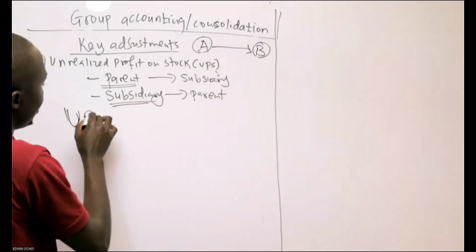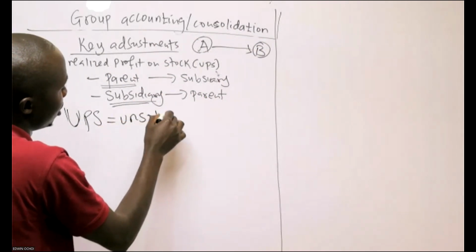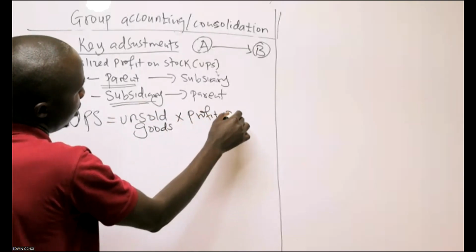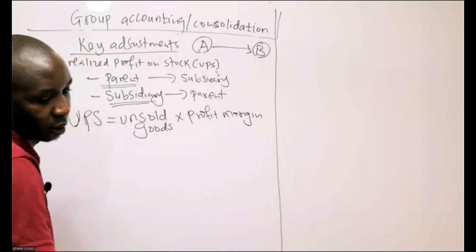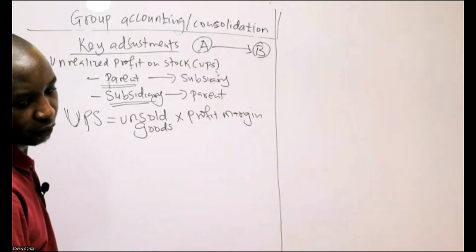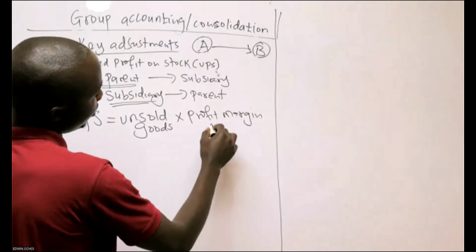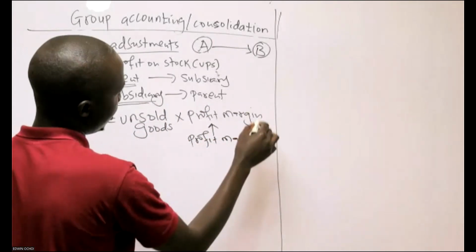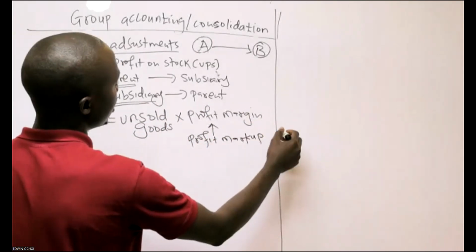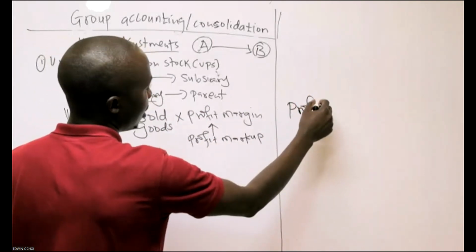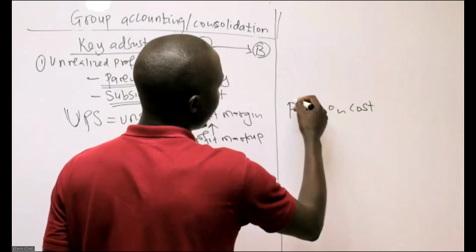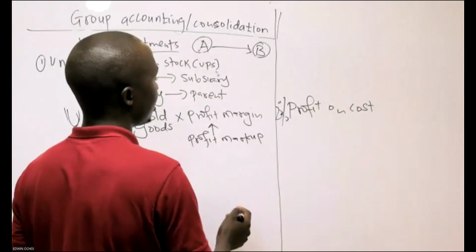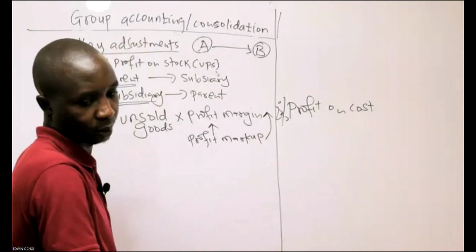So unrealized profit on stock is determined by taking unsold goods times the profit margin. Profit margin is the profit on the selling price. So if you are given a profit markup, you have to change it to margin. When they say profit on cost, that means markup. Let's say 20% profit on cost. That is a markup, or they can just say a profit markup directly. So you have to change it to margin.